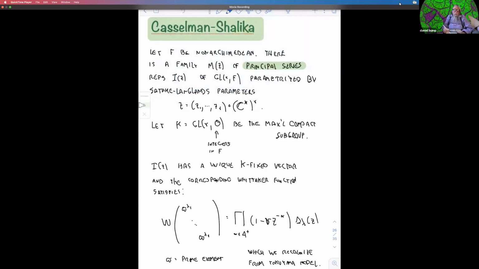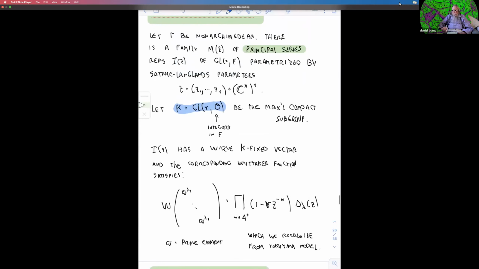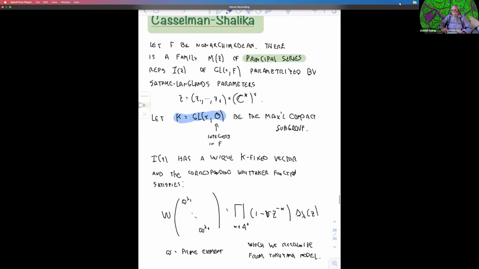Okay. Here's the maximal compact subgroup. This has a unique, up to scalar, fixed vector in an irreducible representation. It's a Gelfand subgroup. And if you take that vector, the corresponding Whittaker function has values which are given exactly by the Tokuyama formula. So we have lattice models that represent this value of the Whittaker function.